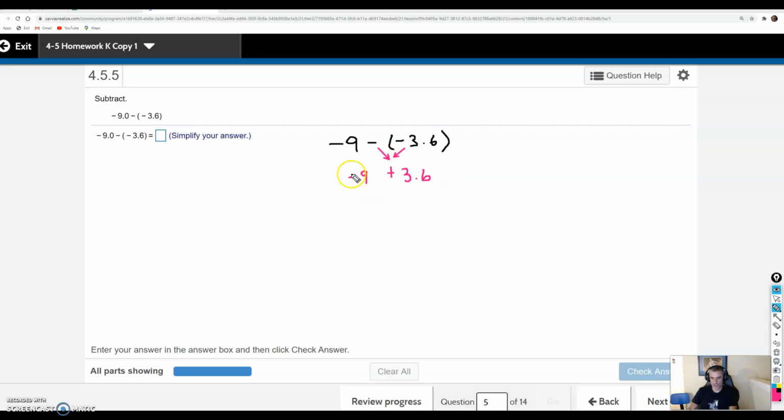Now this looks like a problem that we did earlier, last week maybe, where I'm going to make change here. I'm going to break -9 into 2 parts, and one of those parts is going to be a -3.6 to be the additive inverse. So I'm going to make change. I'm definitely going to have a -3.6. And now I just need to figure out, -3.6 plus what will get me to -9. -5.4 will get me to -9.